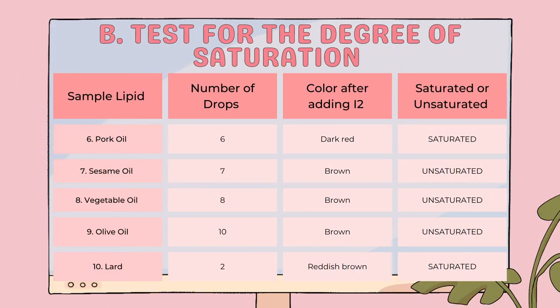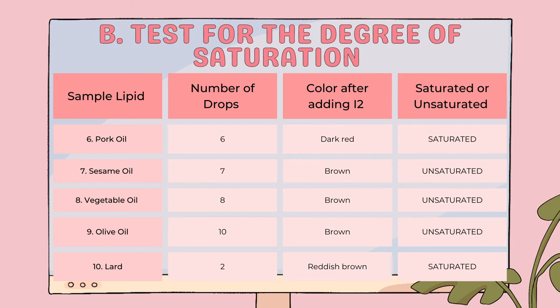So for the letter B, test for the degree of saturation, the sample lipids are the pork oil, sesame oil, vegetable oil, olive oil, and lard. So for the number of drops, on the pork oil, it has 6. On the sesame oil, it has 7. On the vegetable oil, it has 8. On the olive oil, it has 10. And for the lard, it has 2.